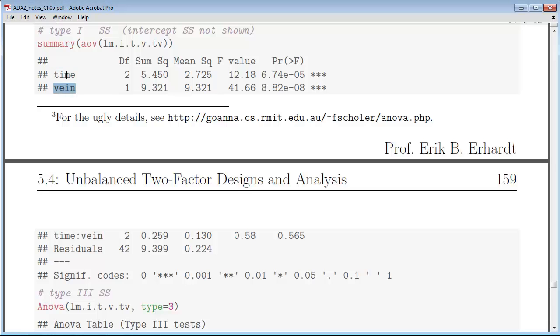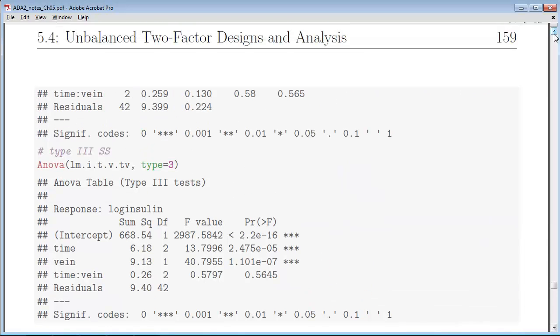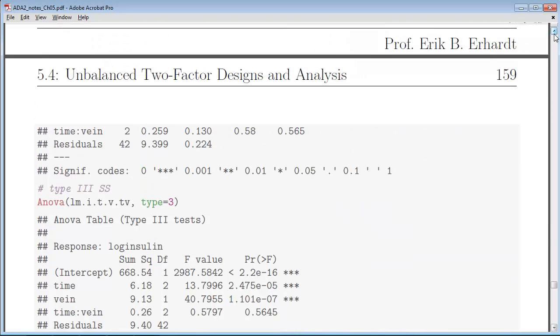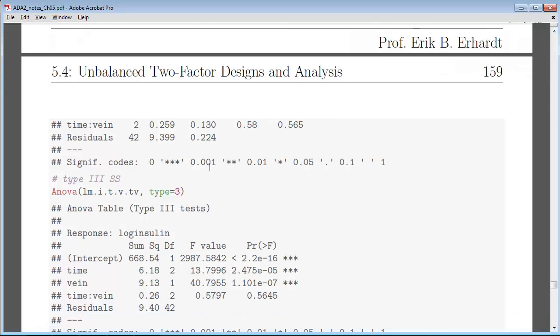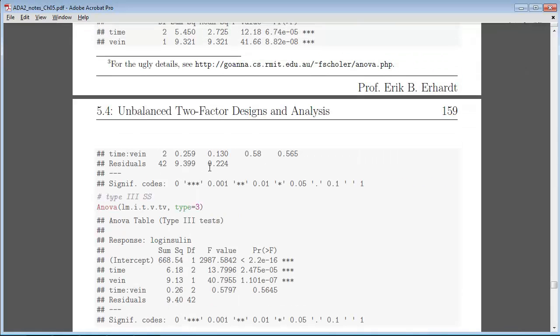Typically we want to ask the question, what's the sums of squares for time conditional on everything else being in the model? And that is what type 3 sums of squares does. So just to draw a parallel here, if we can fit enough on the screen, let's work backwards for a moment. Make this a little bit smaller. All right. So let's work backwards.